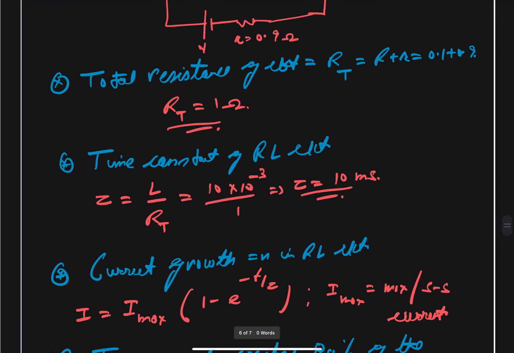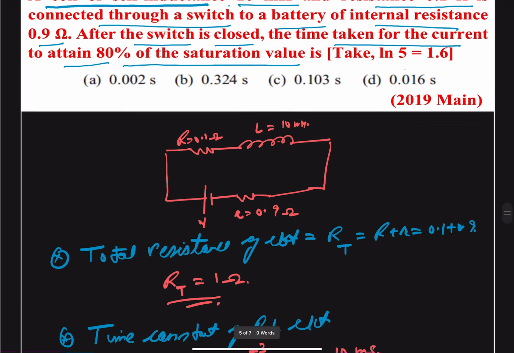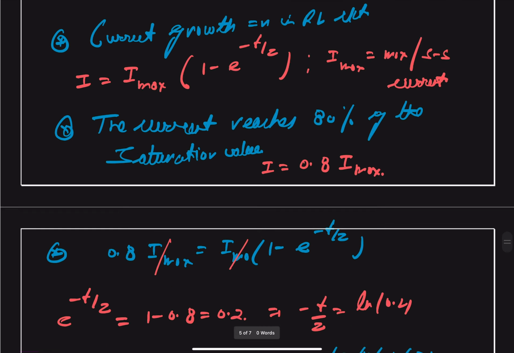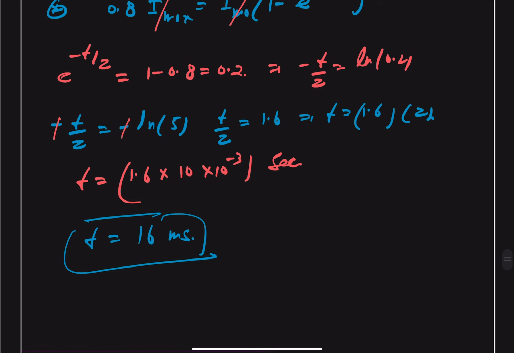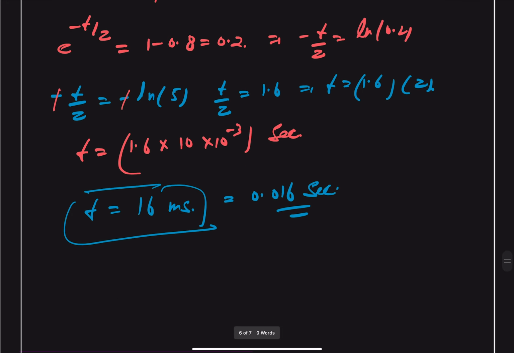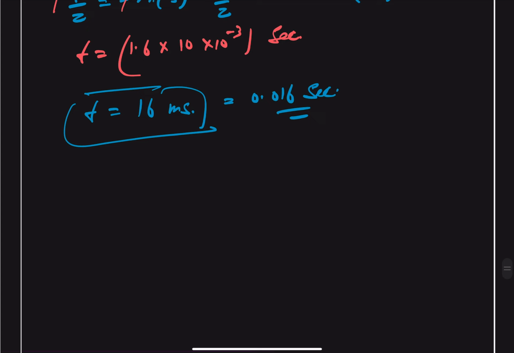And among the options given to us, option D is the correct one. We can also write this as 0.016 seconds. So therefore option D is correct. So this completes the question.